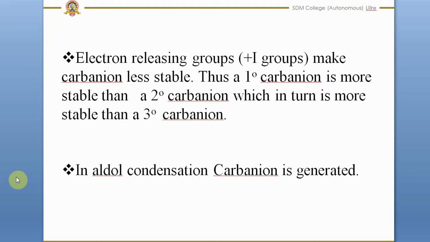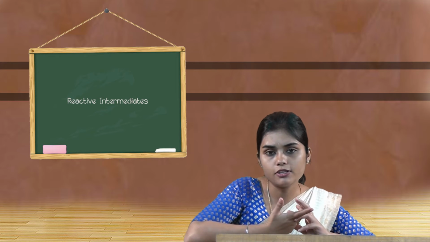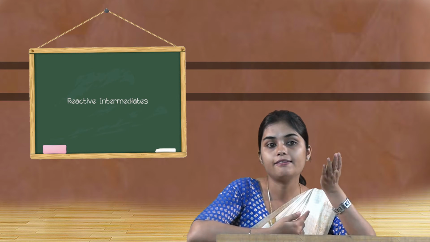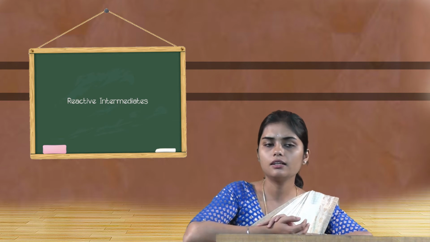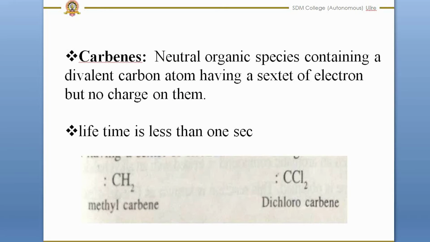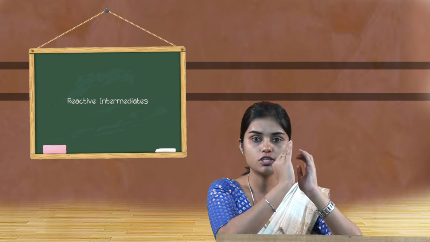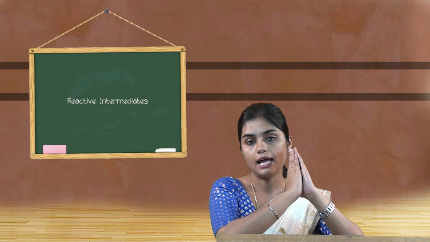Let us study one more reactive intermediate, that is the carbene, which has a lifespan of less than 1 second. So you can just imagine how reactive it is. What are carbenes? These are neutral organic species containing a divalent carbon atom having a sextet of electrons but no charge on them. You should always remember and be in a position to differentiate the carbene and the carbanion.